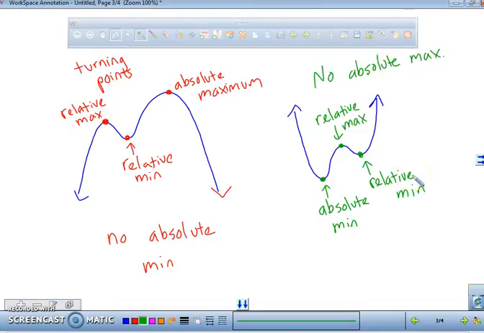So if you guys want to jot that down, that's how you can identify these turning points in the graph. And I'm always looking, where is the x value when this is happening? That's what I'm looking for, where the x value is.